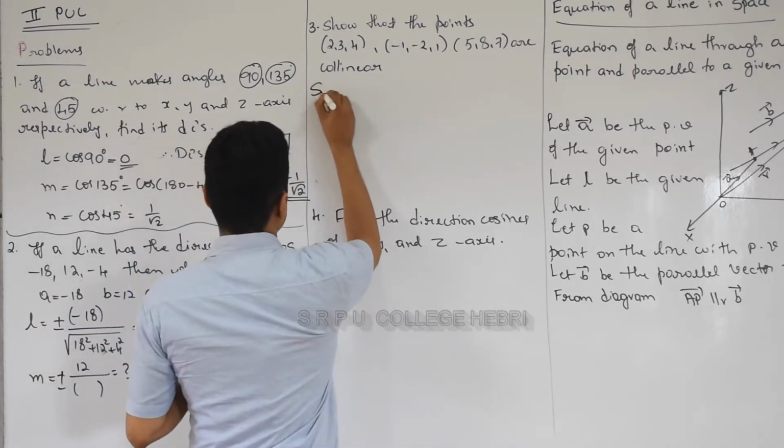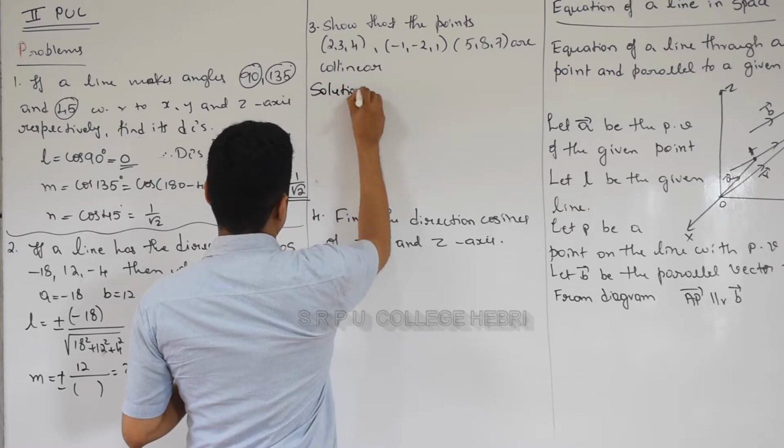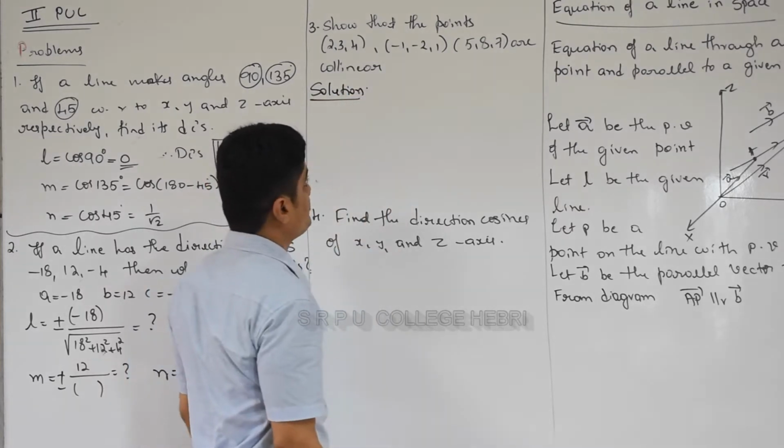See the solution, a simple question. Okay, remember, an important question: show that 3 points are collinear.